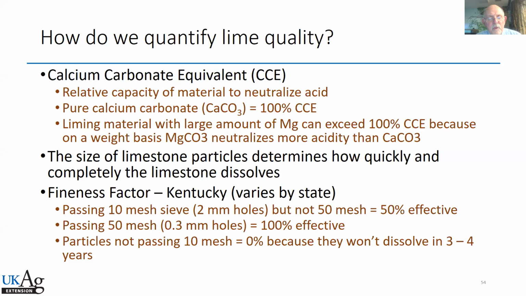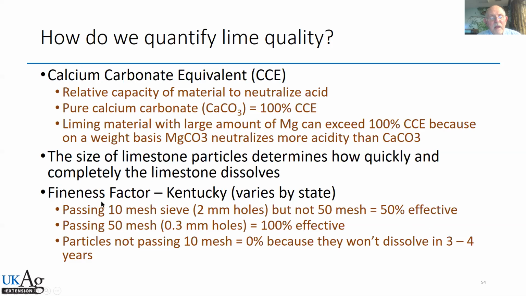So if you can imagine a 10 mesh screen where the holes are 2 millimeters in size, less than a 1/16 of an inch here, if 50% of that liming material goes through that, it's 50% effective. What will pass through that 10 mesh screen will be 50, but will not pass through a 50 mesh screen. So that basically gives you a 50% effective.